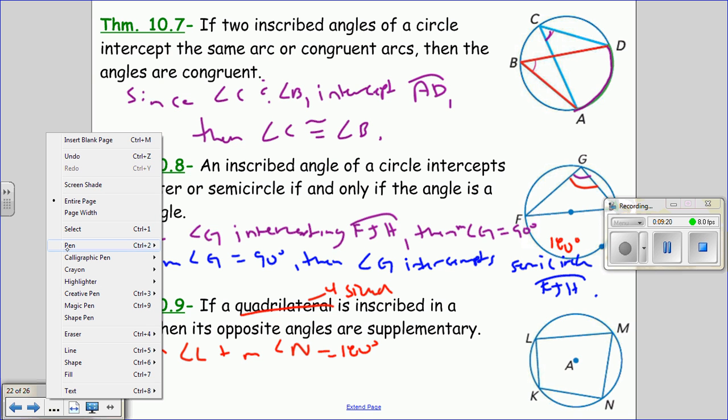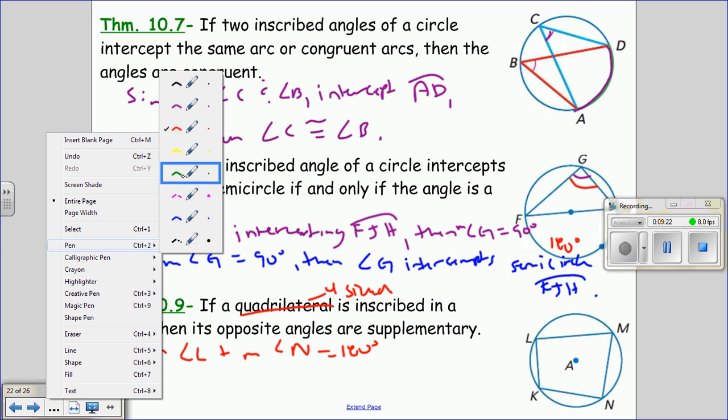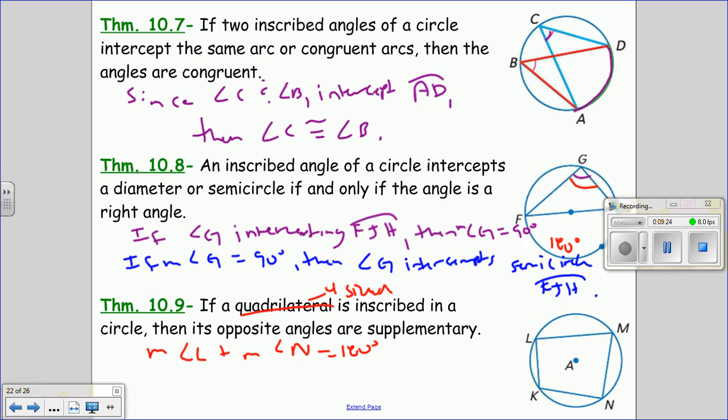And the other set of opposite angles, K and M, will also be supplementary. So angle K together with angle M will also be equal to 180 degrees. So let's practice some examples with each one of these theorems so that they become a little more clear.